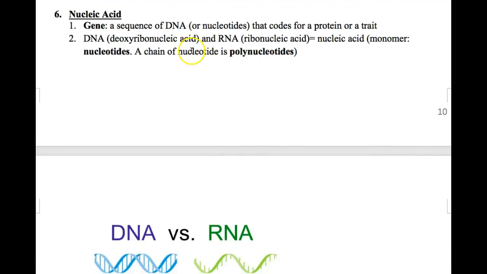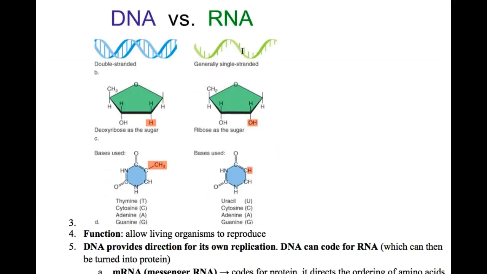Now, moving on to nucleic acid. Nucleic acid obviously is related to genes. A gene, once again, is a sequence of DNA that codes for a protein or a trait. A sequence of DNA is talking about a sequence of nucleotides. And we talked about the names of DNA and RNA already, and we know that the monomer of a DNA is nucleotide, and a chain of nucleotides is called a polynucleotide. We don't really use this word, so you can ignore it for now.